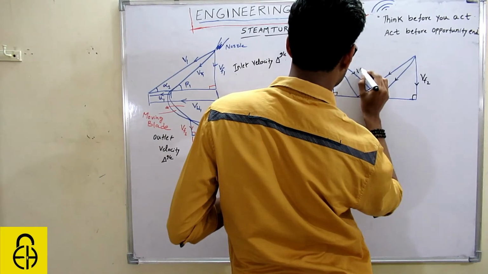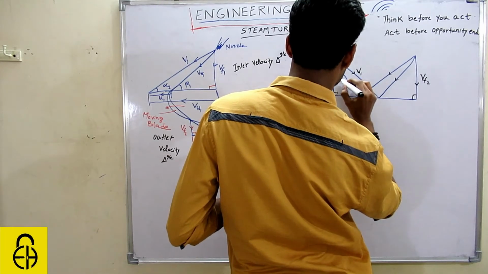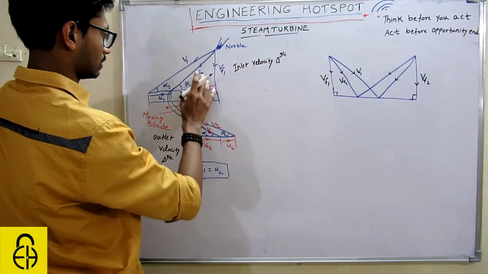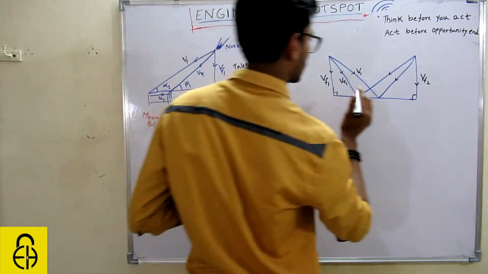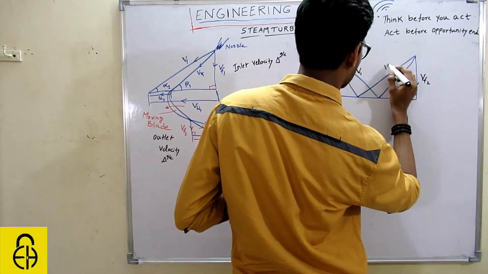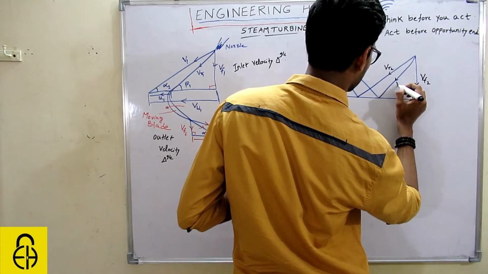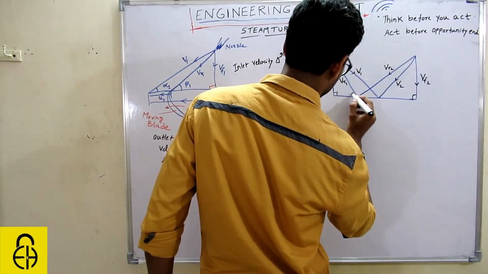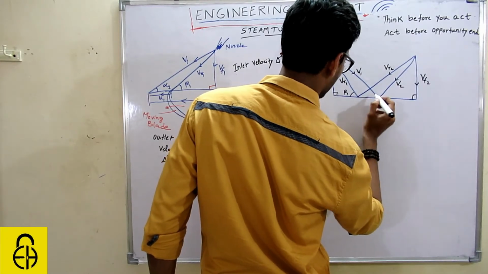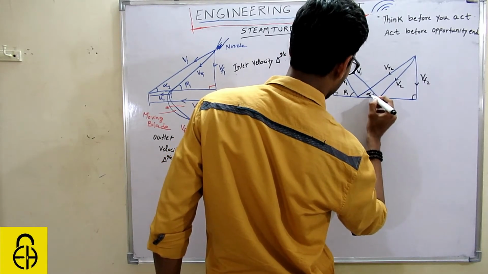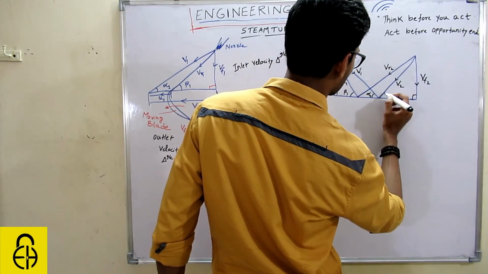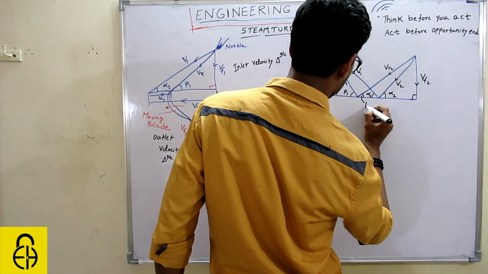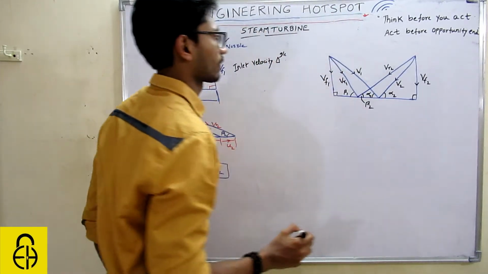This will be your V1. This will be your VR1. I am combining these two diagrams. This will be VR2. This will be your V2. If this is VR1, this will be your beta1. If this is V1, this will be your alpha1. If this is V2, this will be your alpha2. This will be your beta2.